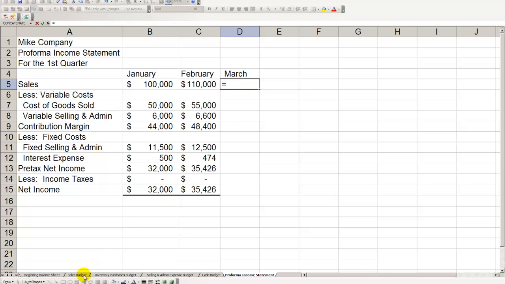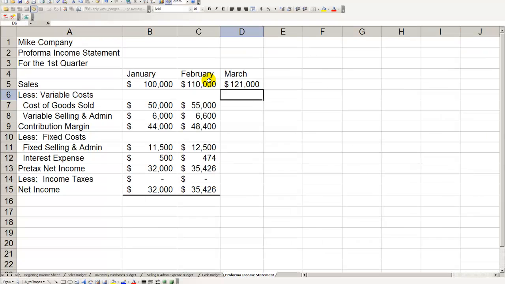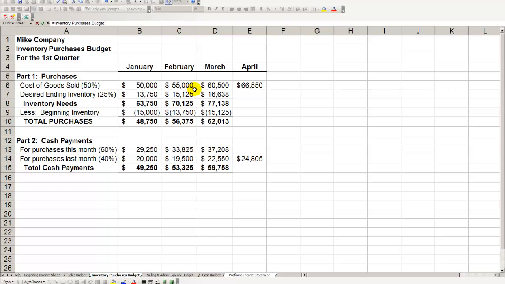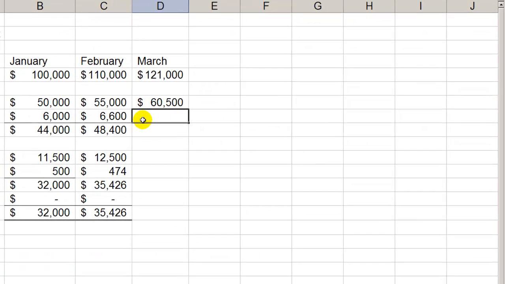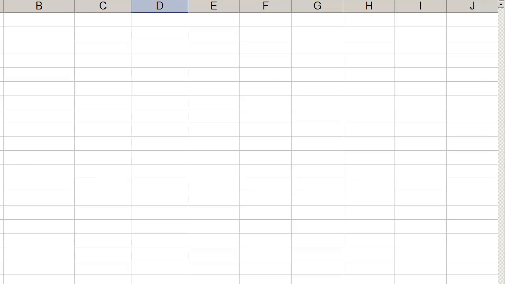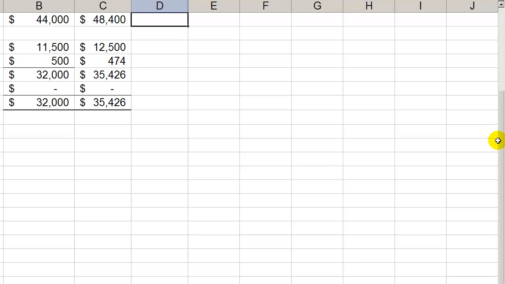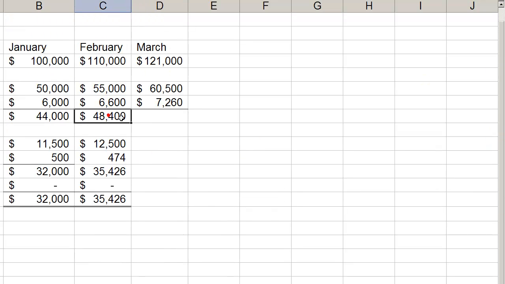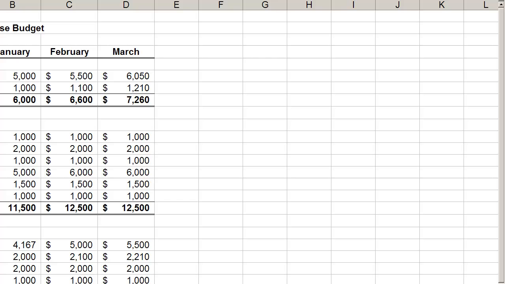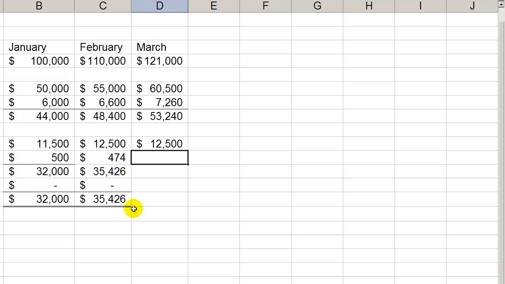Your sales, go to your sales budget for March. Your cost of goods sold is equal to the cost of goods sold on your inventory purchases budget. Your variable selling and administrative expenses are on your selling and administrative expense budget. Your contribution margin is simply sales minus your variable costs. Your fixed selling and administrative expenses are on your fixed selling and administrative expense budget.